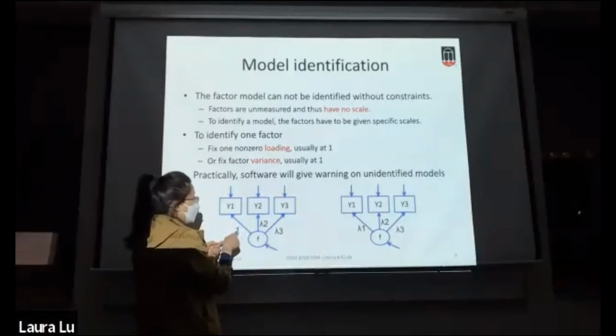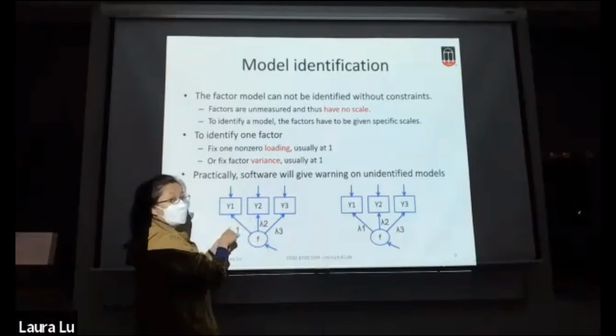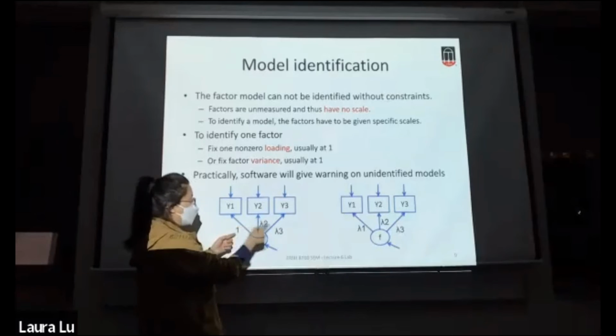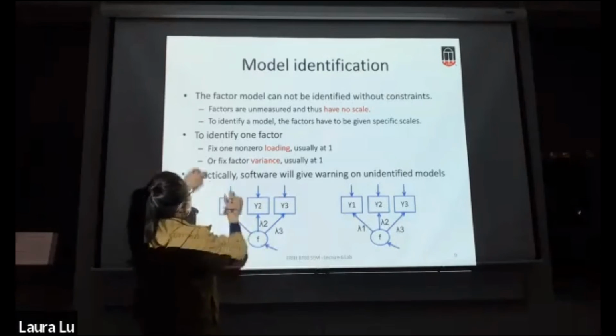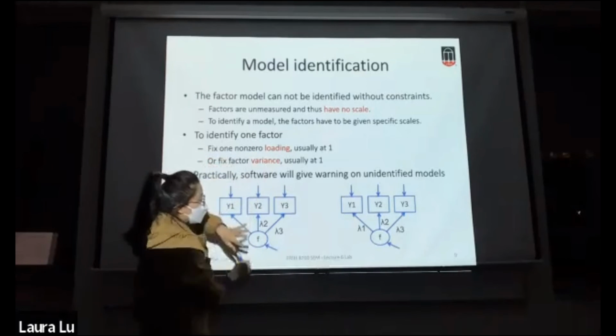And then based on this information, we can estimate lambda 2 and lambda 3, and lambda 2 and lambda 3 can be compared with this 1, okay? So it's either larger than 1 or smaller than 1. This is one way. So we fix one non-zero loading at 1.